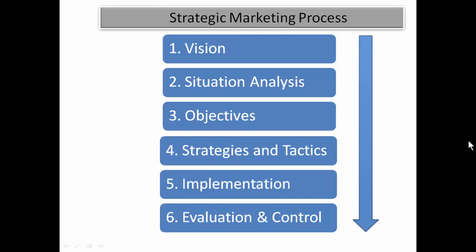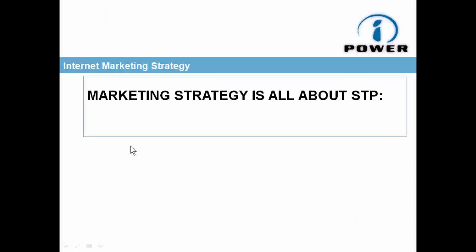And then you have implementation. And you have to implement, you have to put all your planning decisions into action. And finally, number 6, evaluation and control. That's where you evaluate whether or not you are making progress, whether or not you are achieving your vision, whether or not you are achieving your objectives. And if not, you need to revisit your vision, you need to do a situation analysis again, redefine your objectives, put in action new strategies and tactics, etc., etc. So this is really a continuous process.